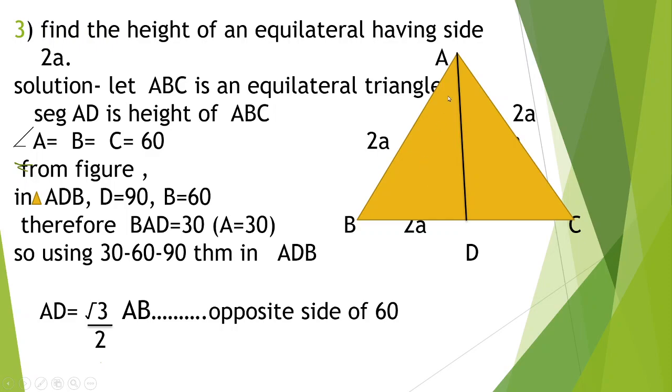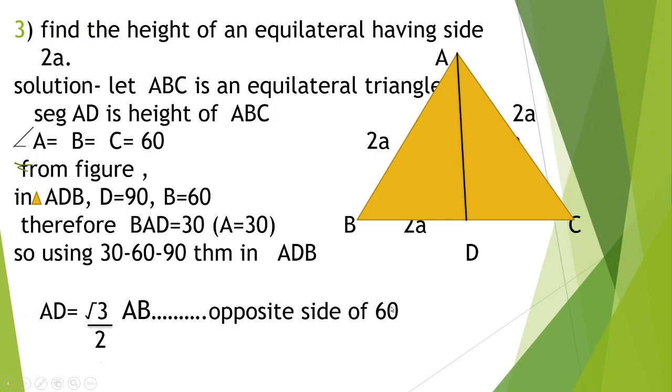So right here in triangle ADB, angle D is 90 degrees, angle B is 60 degrees, and angle BAD, that is A, is 30 degrees. So using the 30-60-90 degree property, in triangle ADB, AD is equal to root 3 upon 2 times AB.